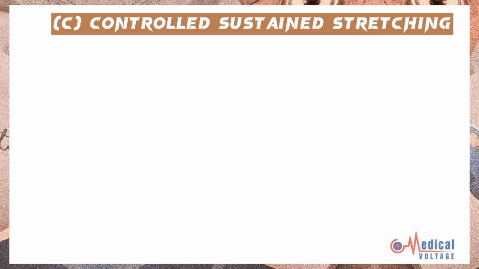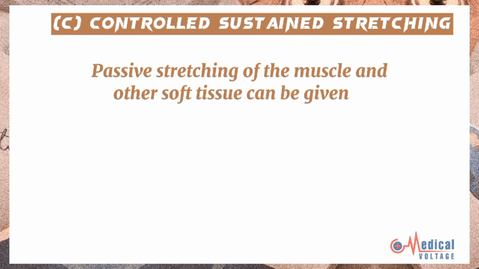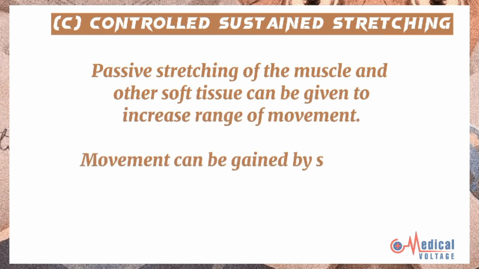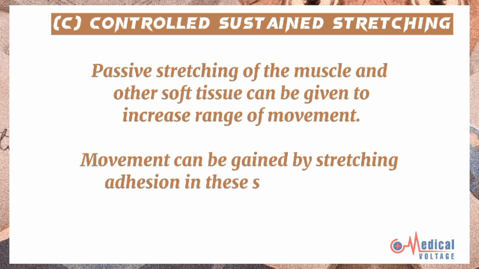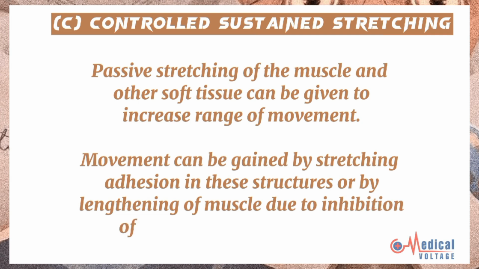C. Controlled sustained stretching. Passive stretching of the muscle and other soft tissue can be given to increase range of movement. Movement can be gained by stretching adhesions in these structures or by lengthening of muscle due to inhibition of the tendon protective reflex.